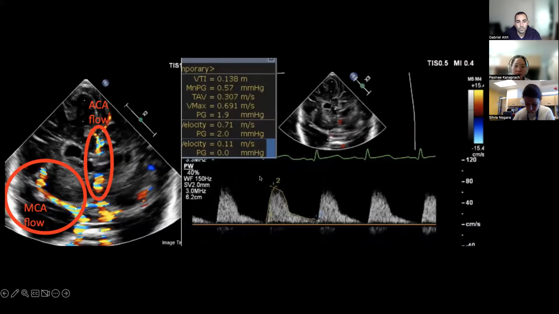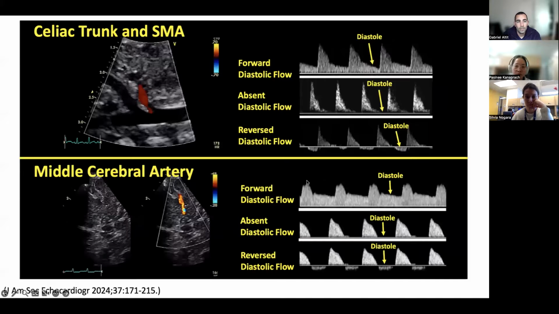Okay, let me go back. So that's an example of peak systolic velocity and end diastolic velocity. And so we can do the RI by doing 0.71 minus 0.11 divided by 0.71. And we can do the pulsatility index by doing 0.71 minus 0.11 divided by 0.307. So these are just examples of the end organ flow assessment.